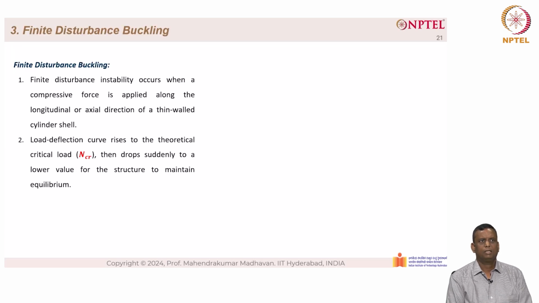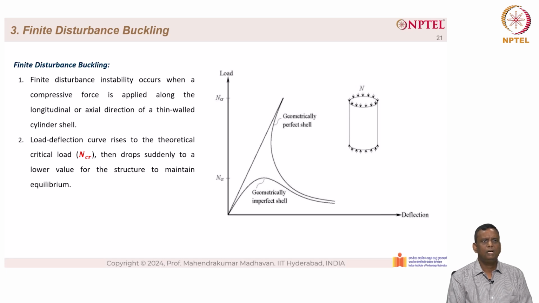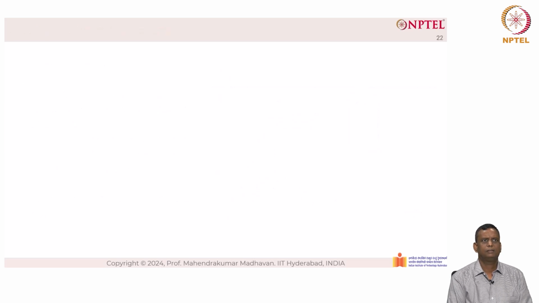Finite disturbance buckling. The finite disturbance instability occurs when a compressive force is applied along the longitudinal or axial direction of a thin-walled cylindrical shell. The load deflection curve rises to the theoretical critical load, N critical, which you can see from the right side, then drops suddenly to a lower value for the structure to maintain equilibrium. So the slightest imperfections drastically reduce N critical. The fourth one is snap-through buckling.